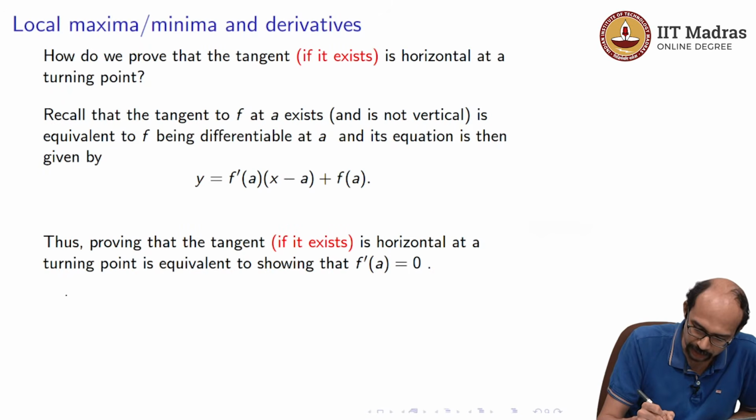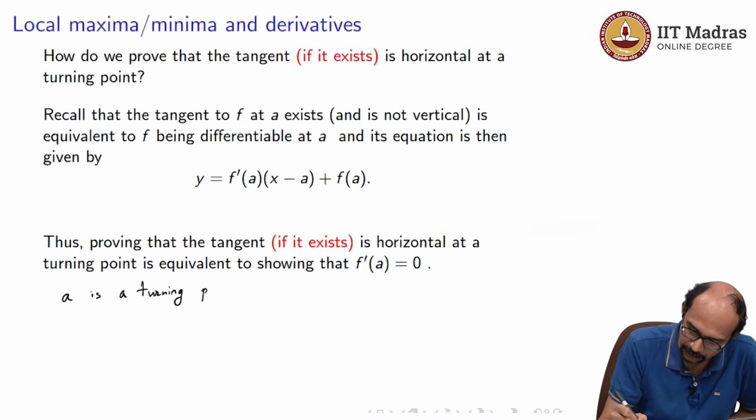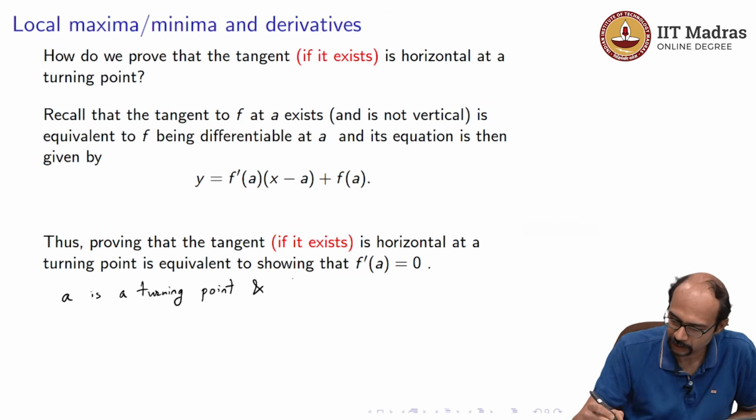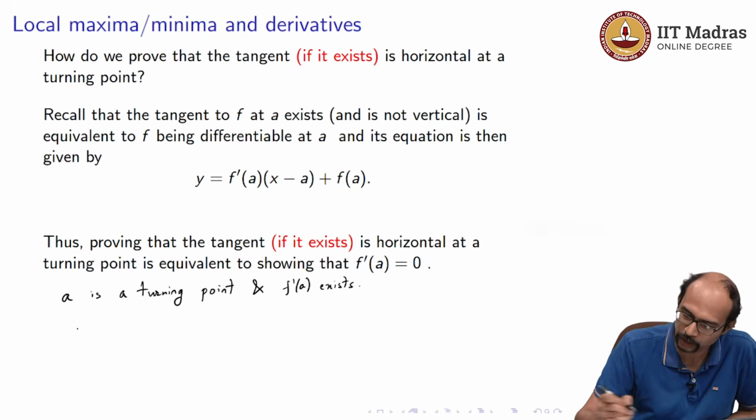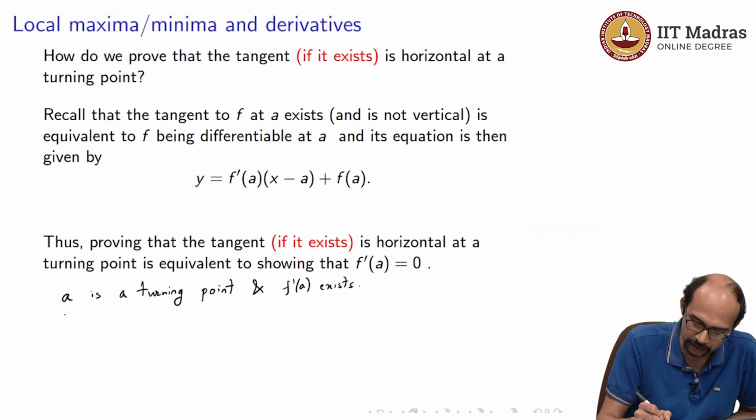So, suppose A is a turning point, and f'(A) exists. Of course, we can't guarantee that, but assuming that is the case, let us show that f'(A) is 0. Suppose, just for the sake of argument, that we have a local maximum. So, suppose A is a local maximum.